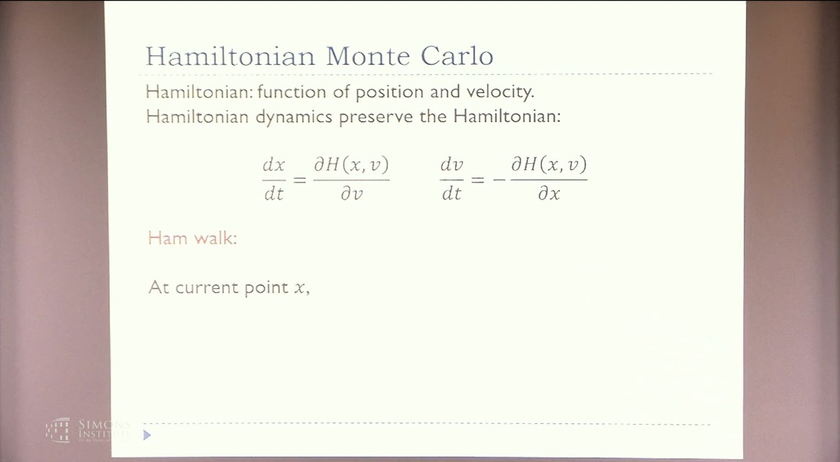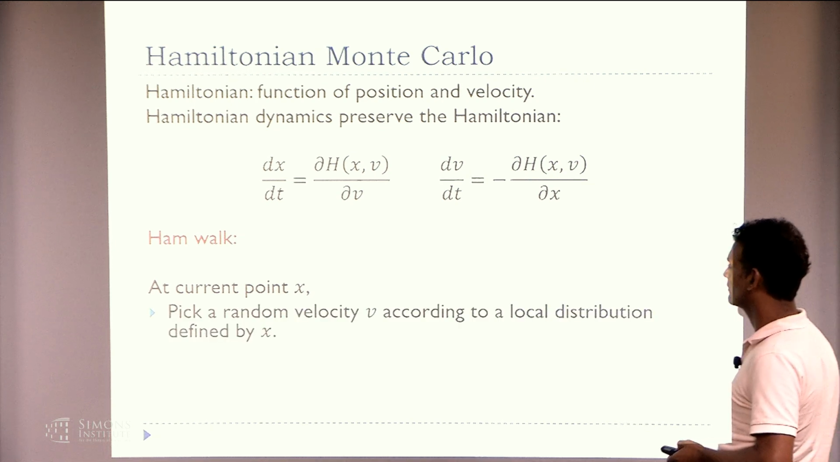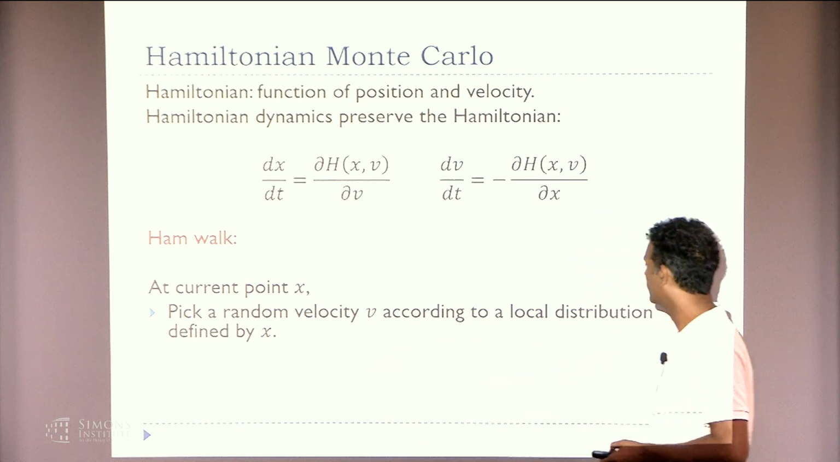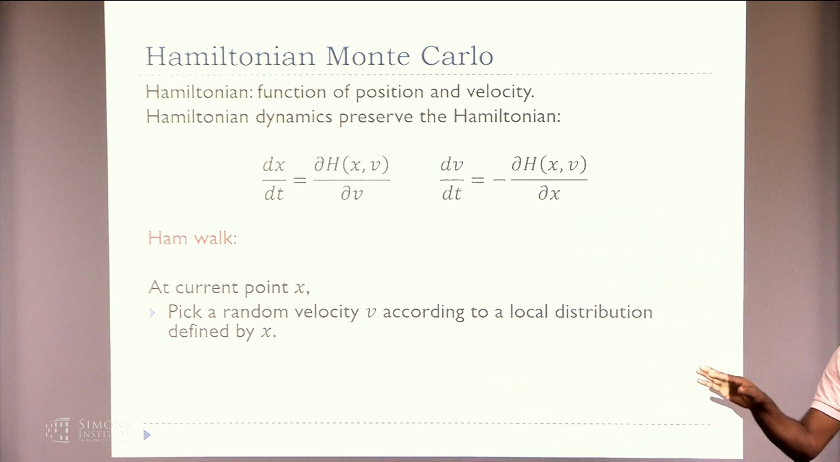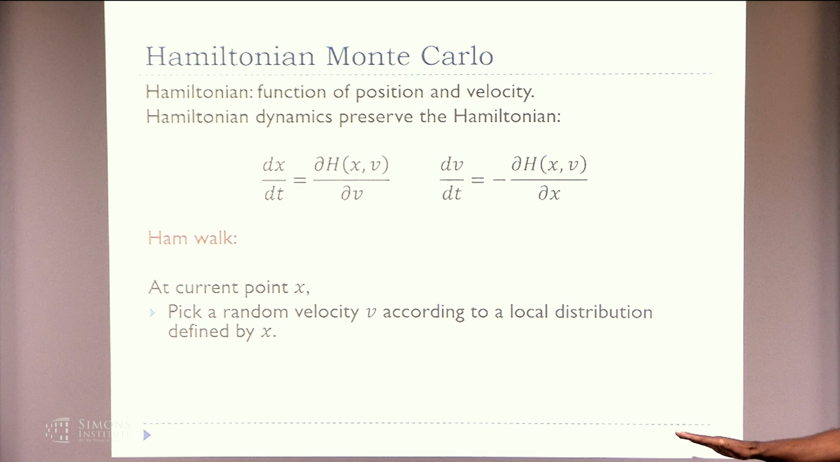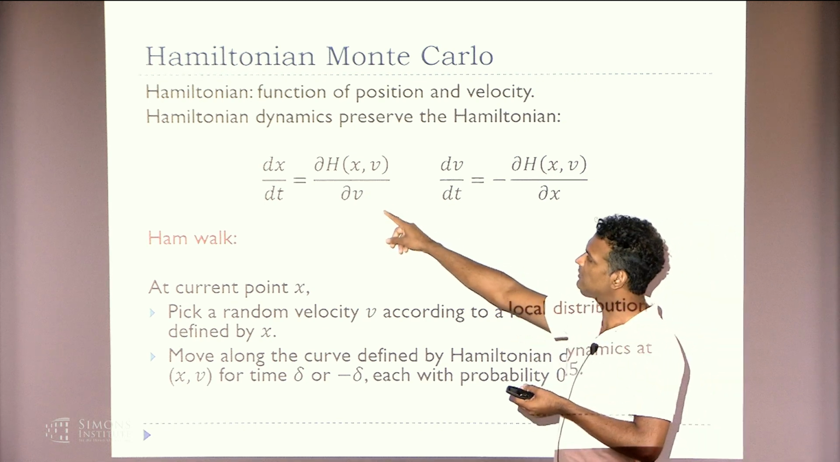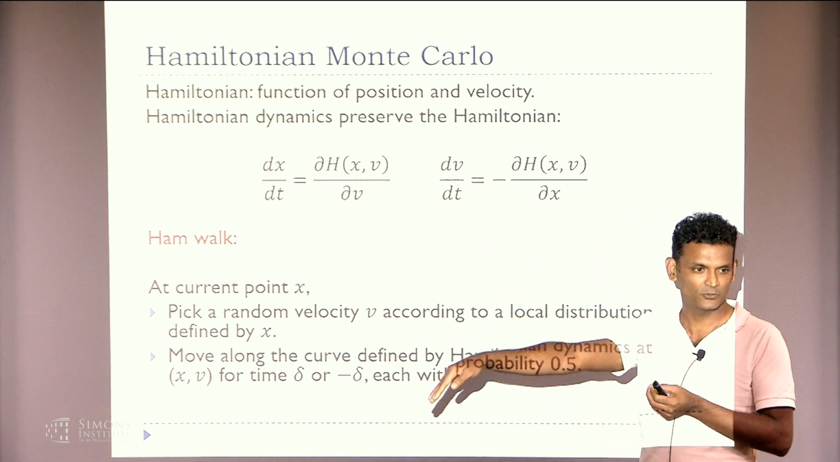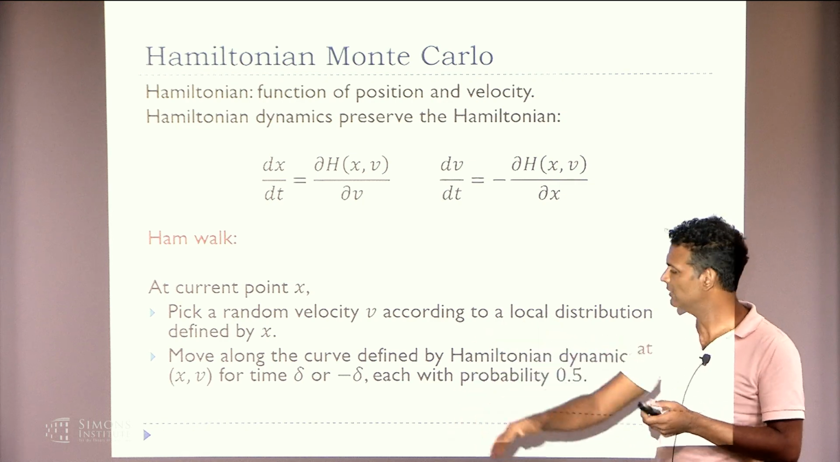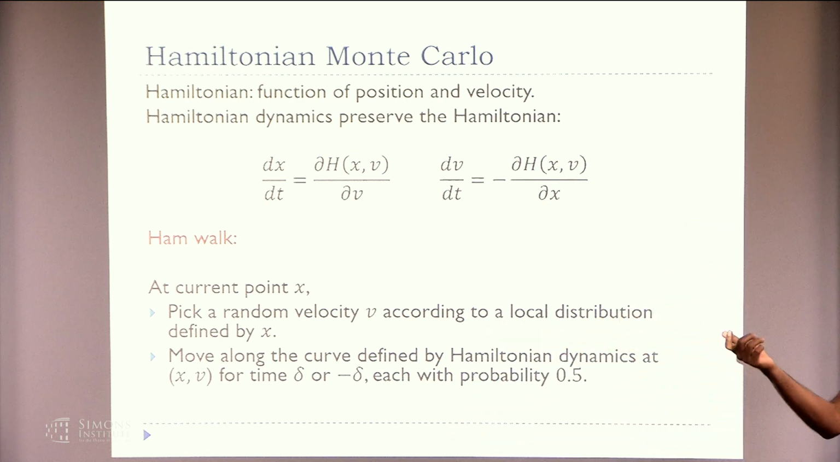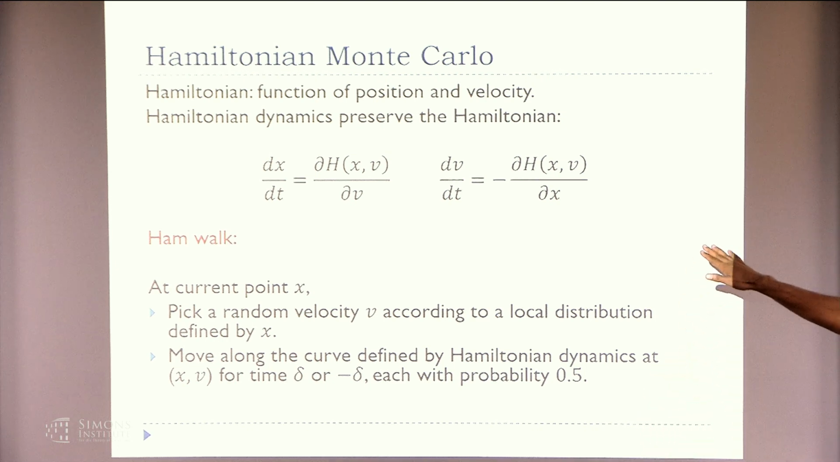Now this suggests a process, which is the following. At a current point x, we're going to pick a random velocity according to some local distribution. Throughout this talk, this will be just a standard Gaussian. So we're picking a random Gaussian direction. And then that direction defines a curve. The starting velocity defines where you'll go. You follow that for some discrete time. That's it. Repeat. So this Hamiltonian defines a curve that maintains some function which I haven't defined yet.